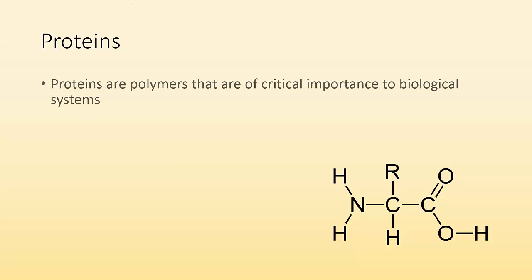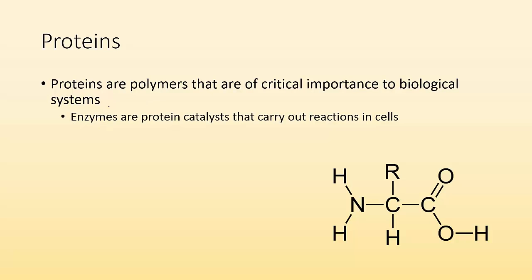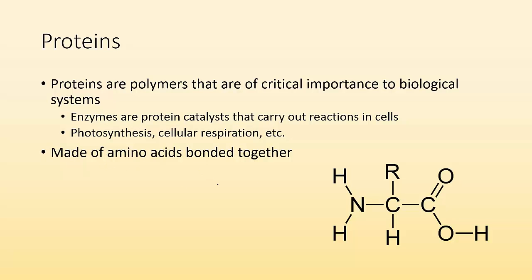Cool. So proteins. Proteins are polymers that are of critical importance to biological systems, right? They are the enzymes. Enzymes are protein catalysts that carry out reactions in cells. You want photosynthesis to occur? You need an enzyme. You want cellular respiration to occur? You need an enzyme. You want to break down that food so that you can use it? You need an enzyme. So proteins are super important. They're made of amino acids bonded together.